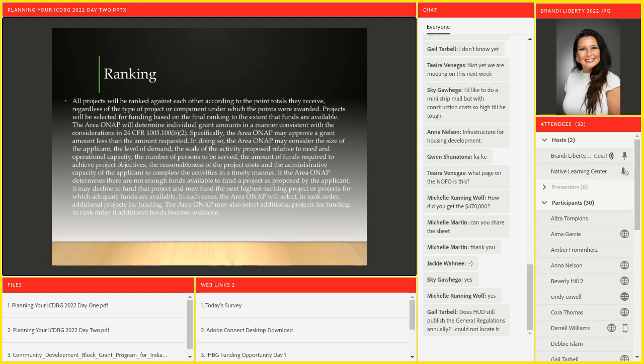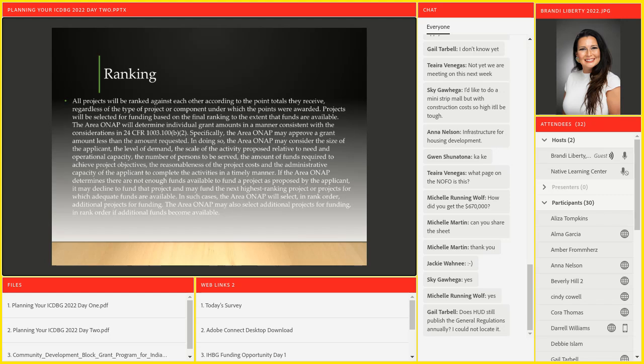I know this one might be a little hard to see. All projects will be ranked against each other according to the point totals they receive, regardless of the type of project or component under which the points were awarded. Projects will be selected for funding based on the final ranking to the extent that the funds are available. ONAP will determine individual grant amounts in a manner consistent with the regulations, the considerations in 24 CFR 1003. They may approve a grant amount less than the amount requested. And in doing so, they may consider the size of the applicant, the level of demand, etc., when doing that.